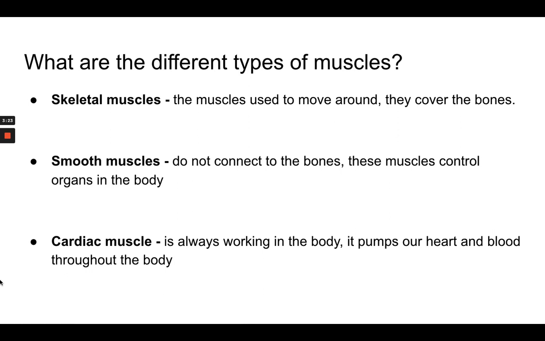So we talked about voluntary muscles and involuntary muscles, and all of our muscles can be categorized into those two categories. But what are our different types of muscles? So we have a couple different types. We have skeletal muscles, which are the muscles that are used to move around, and they cover our bones, all right? And then we have smooth muscles, and these muscles don't connect to the bones. These muscles control our organs in the body. And we also have our cardiac muscle, which is always working in the body. It pumps our heart and blood throughout our body.